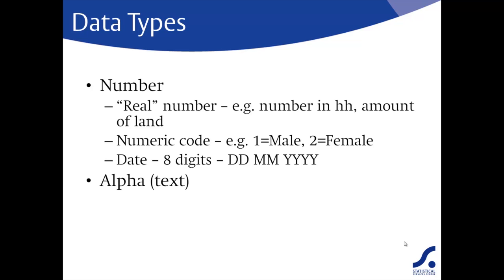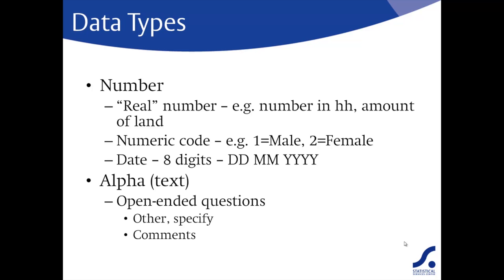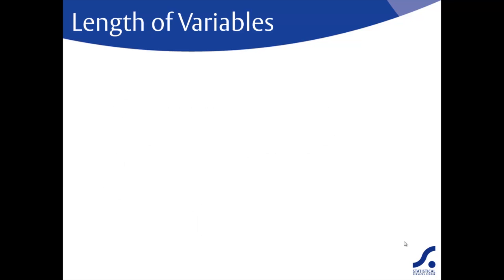The alpha data type is for text values. These are used for open-ended questions. They could be fairly short, as in the variables for other specify responses. We mentioned other specify earlier when we talked about questionnaire design. When developing the data entry system, users sometimes forget to add an extra variable for the specified text. The alpha data type is also used for longer comments, such as often appear at the end of questionnaires.